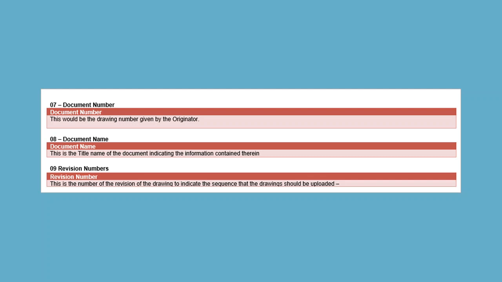And then the revision number, whilst not used in the file name if uploading to a common data environment, may be printed on the document, and we would follow the convention of preliminary information being revision P1 through to PN, and construction information C1 through to CN.